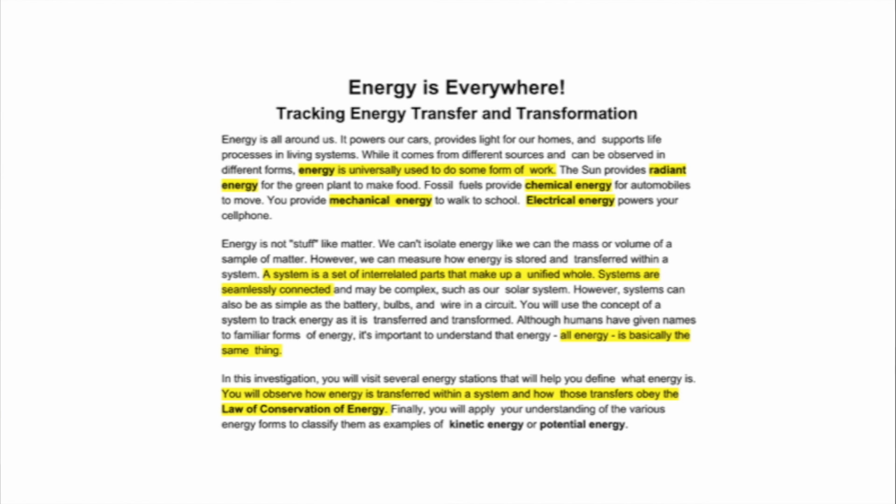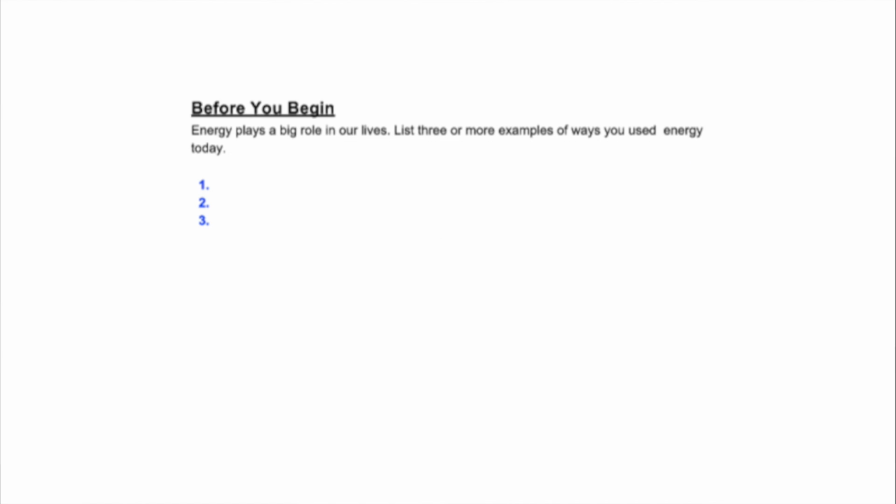Read and highlight the first 3 paragraphs. Pay attention to the definition of energy and how the various forms cause change, as well as to the definition of a system. And before you begin, list 3 or more ways you used energy today.